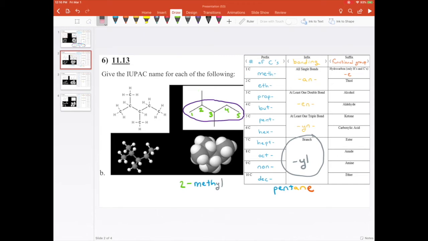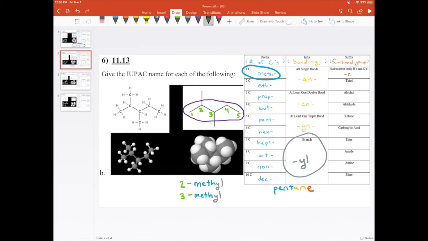All right. Let's name the next branch. This one right here. That is connected to the backbone on carbon 3. Always between numbers and letters goes a dash. In that branch, there's only 1 carbon. The prefix for 1 carbon is meth. Because it's a branch, immediately after meth comes the suffix YL. And so that's the name for that branch.